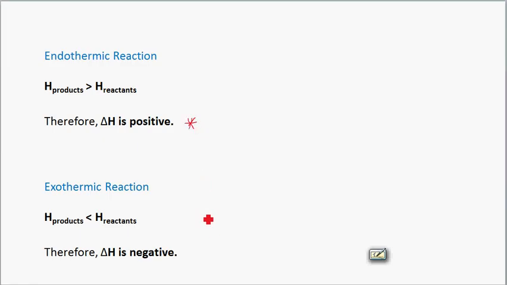In the case of an exothermic reaction, the enthalpy of the products, or the energy content of the products, is less than the energy content of the reactants. Therefore, delta H is negative for an exothermic reaction.